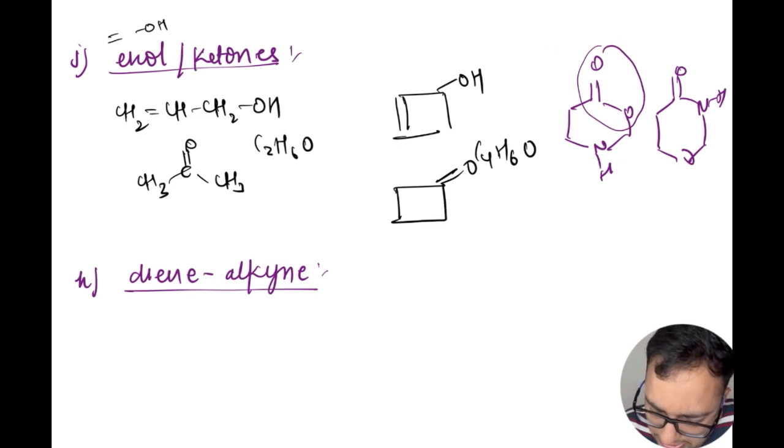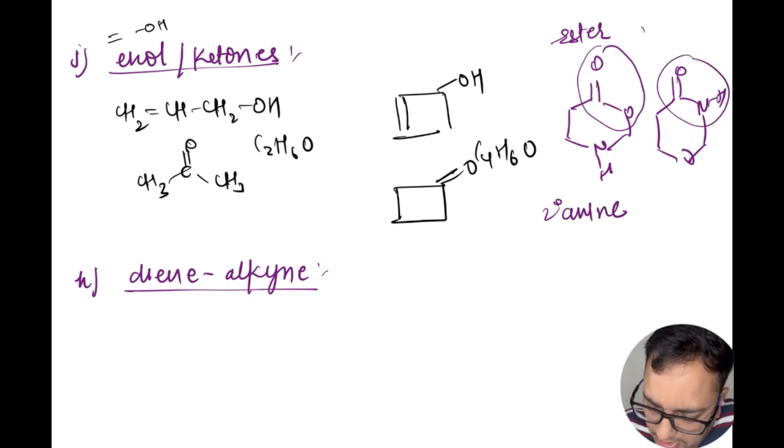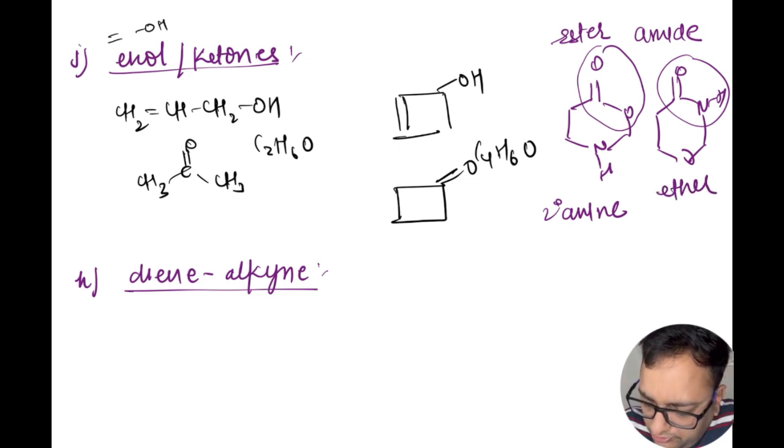This is actually ester plus 2 degree amine, and this is amide, and this is ether. So we are talking about the major types of isomers, but certainly there are isomers which do not fall into this category.